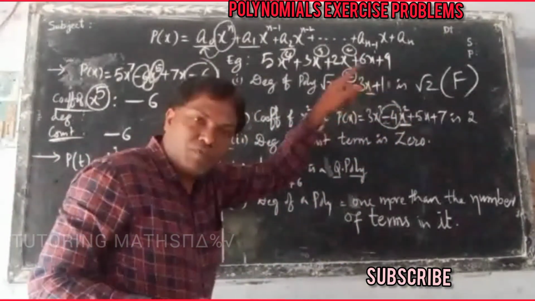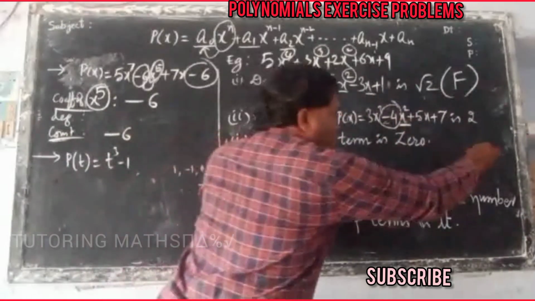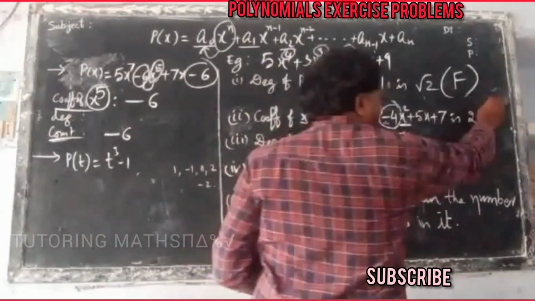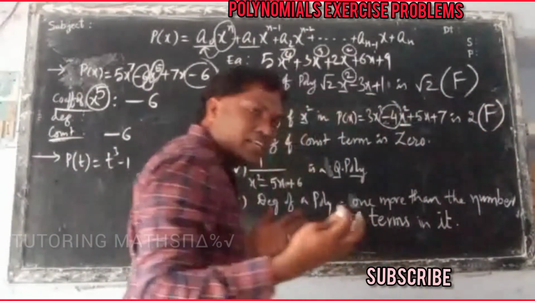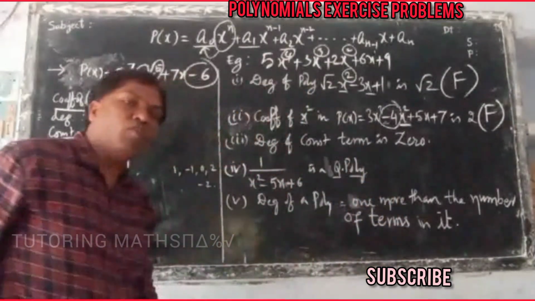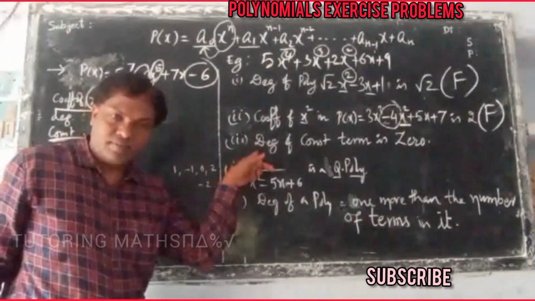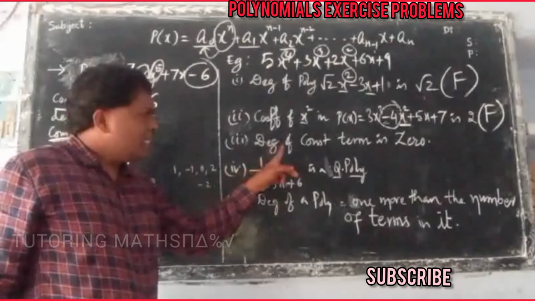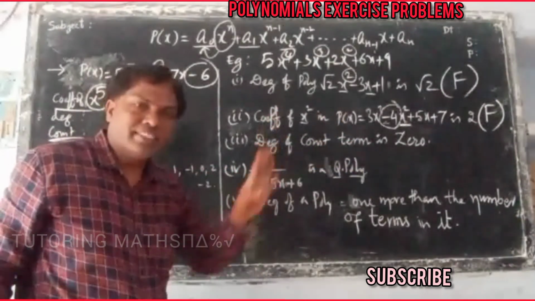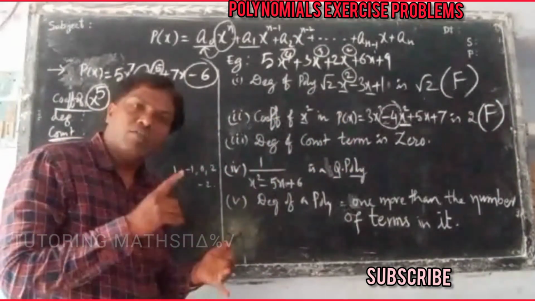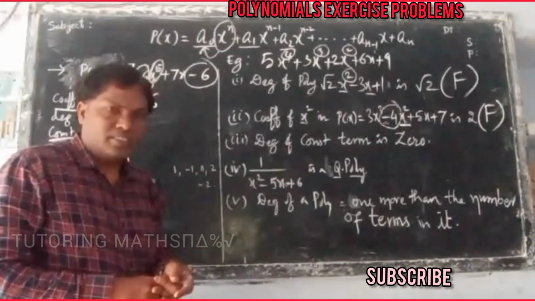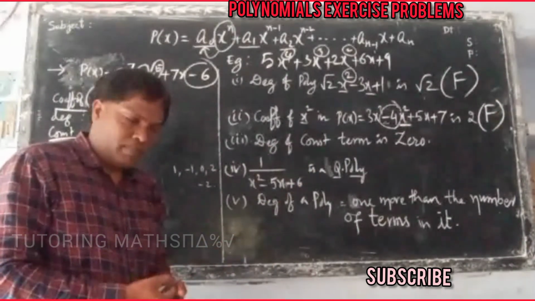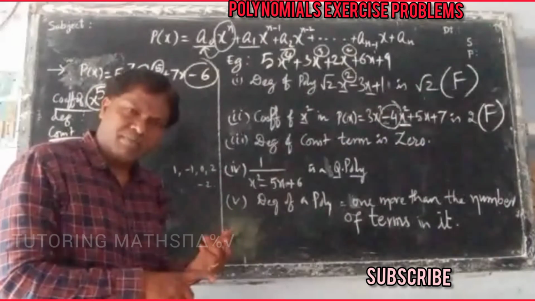Here minus 4 is the coefficient, but 2 is not that. So therefore, this is also a false statement. That is also a false statement. And next, third one. Degree of constant term is 0. Always the degree of constant term is 0. Yes, absolutely correct. Because what is the constant term?